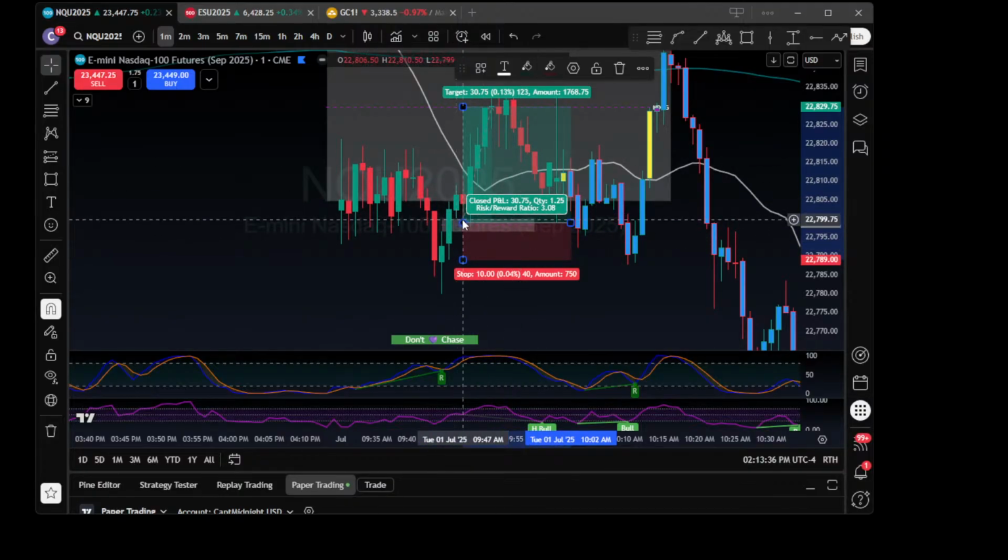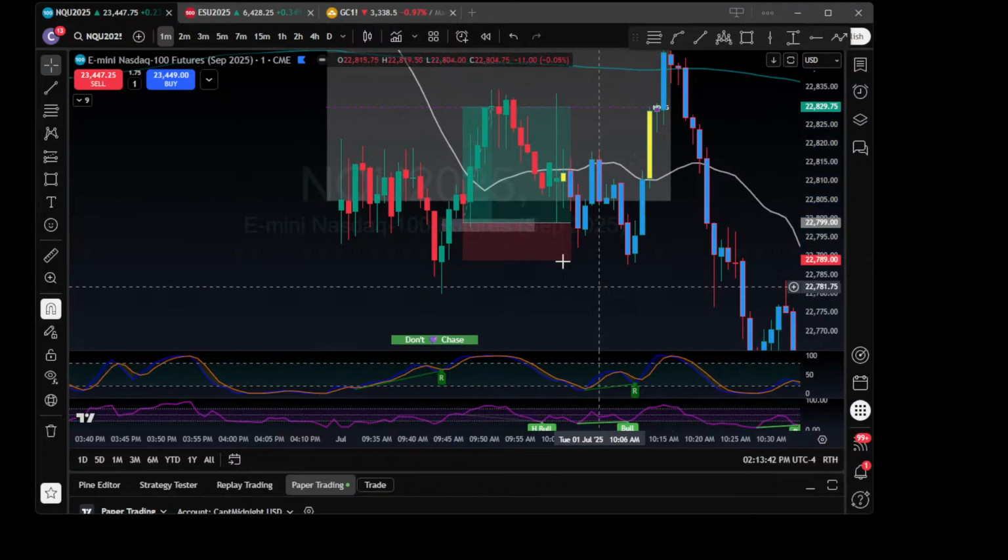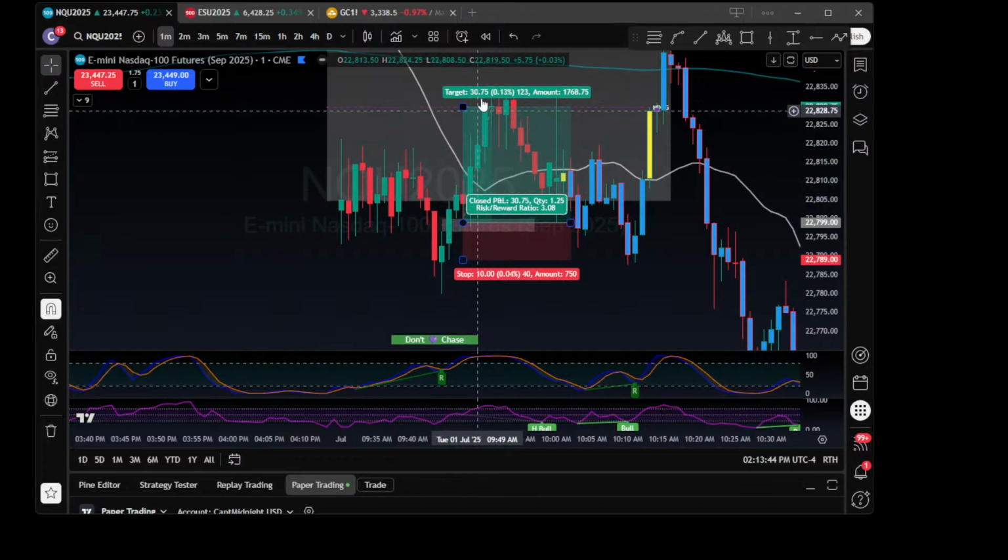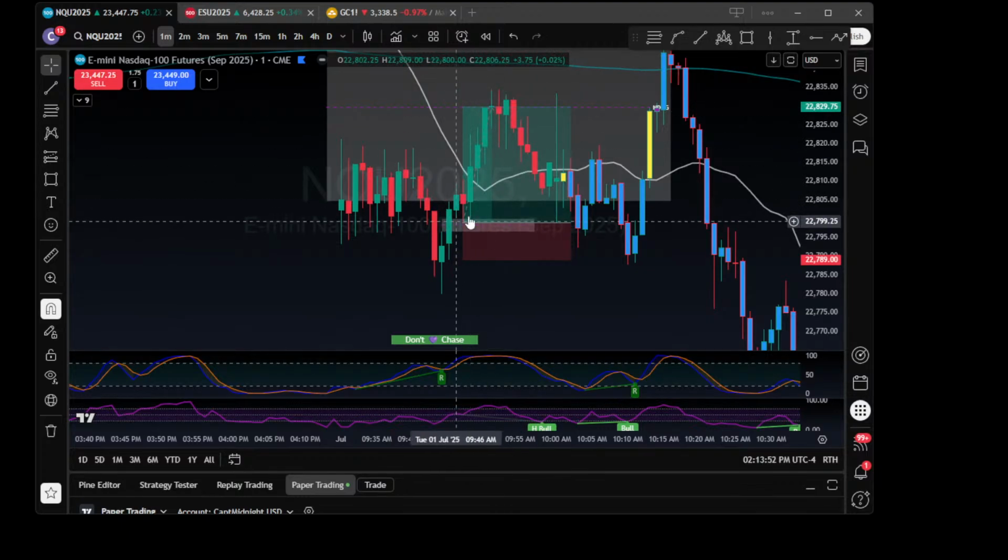Hit that fair value gap here. Tagged you in. Went up here. Let's hold it, hold it, hold it. All these wicks look real scary though, right? That's just a mental thing. So this is a winner. I'm keeping a spreadsheet of this. So after I mark this out, I'm going to go to my spreadsheet and I'll share that spreadsheet with the group.